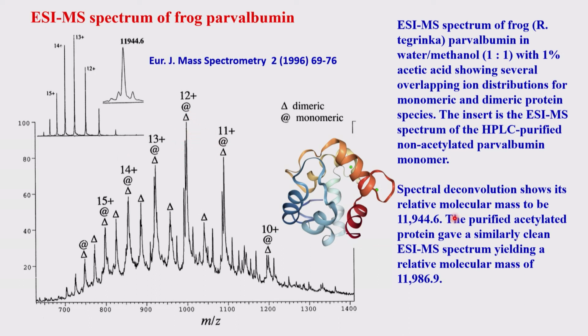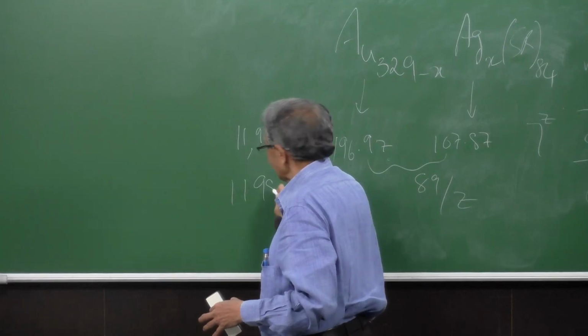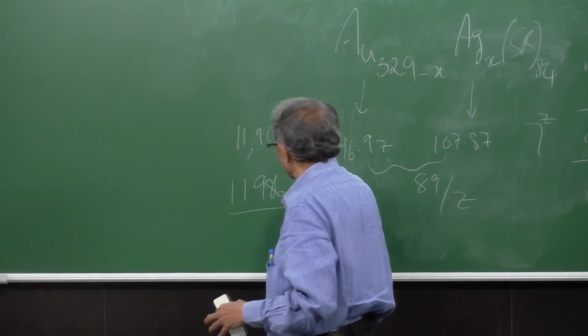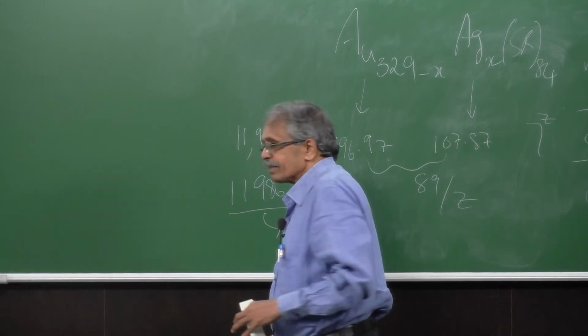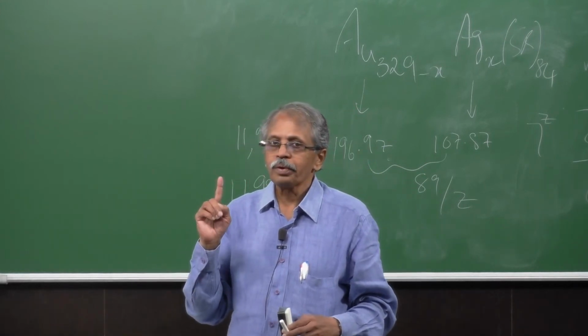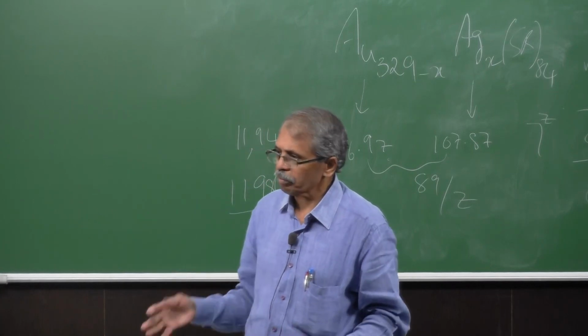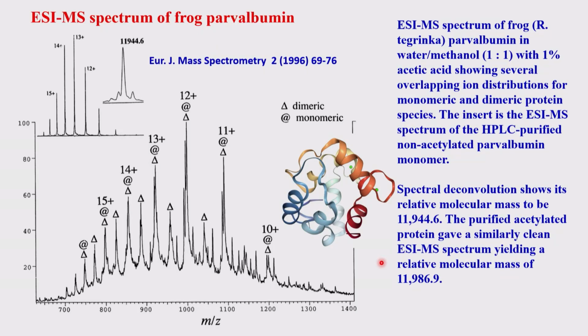Now if you expand and find out, you will find these are acetylated by 1 acetyl moiety. The original one is 11,944.6, and this is 11,986.9. If you see, the difference matches with 1 acetyl moiety. So that means one of the groups got acetylated, and where that is, you have to find from other methods, even sequential cleavage of the protein.